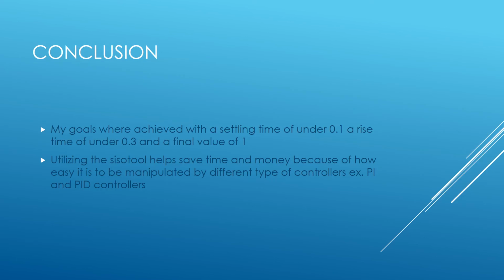In conclusion, my goals were achieved with a settling time of under 0.1 seconds, a rise time under 0.3 seconds, and a final value of 1. Utilizing the SISO tool helps save time and money because of how easy it is to be manipulated by different types of controls. Example, the PI and the PID controllers.